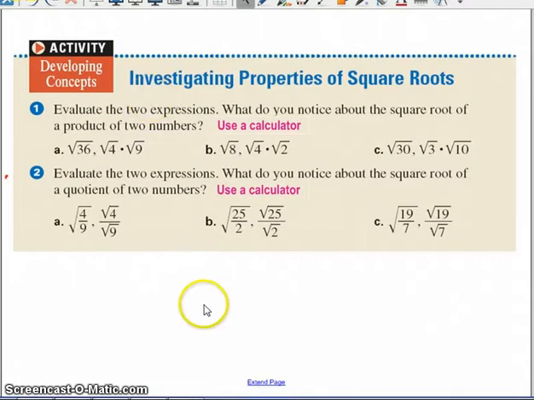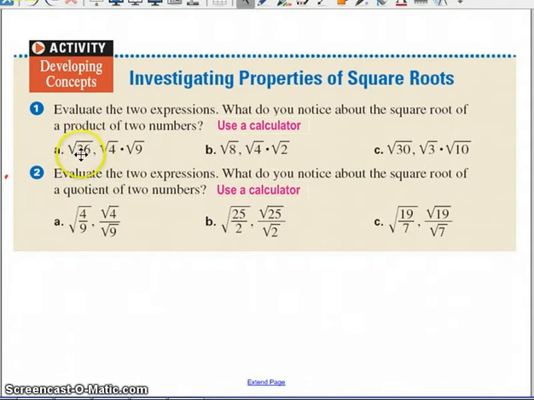Okay, this is an exercise I want to encourage you to do. Hit the pause button and read this. Okay, I'm going to assume that you've read what it was that you've been asked to do here. What they're wanting you to do is to pull out a calculator, graphing calculator or not, it doesn't matter as long as it can take square roots, and compare the answers you get.